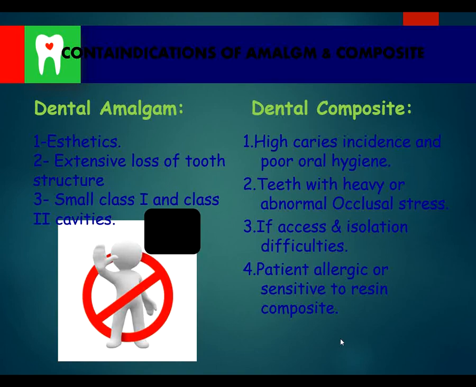If we compare the contraindications for amalgam and composite restoration, amalgam restoration is contraindicated where aesthetics are the prime concern. Extensive loss of tooth structure has occurred. Small class 1 and class 2 cavities are also contraindications for amalgam restoration. Contraindications for composite restoration are high caries incidence and poor oral hygiene.